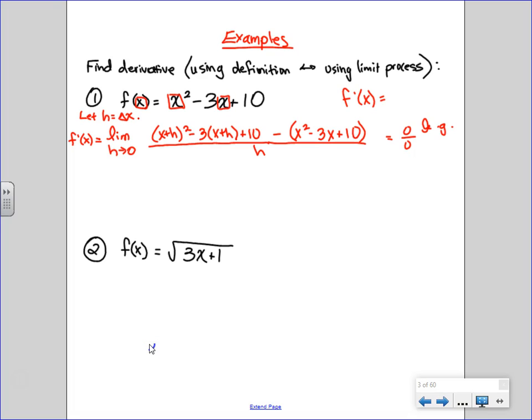So then plugging and chugging, aka simplifying, because we tried to plug and chug, it didn't work. So we have to do some simplifying. Don't kill a puppy. What do I mean? Foil the x plus h. And we get x squared plus 2hx plus h squared minus 3x minus 3h plus 10 minus x squared plus 3x minus 10.